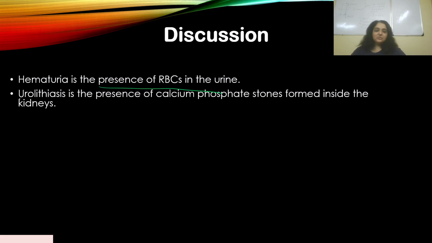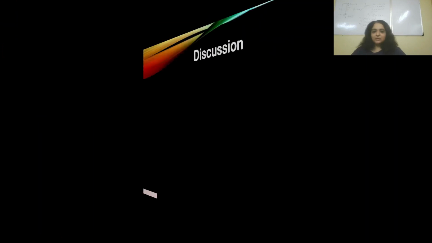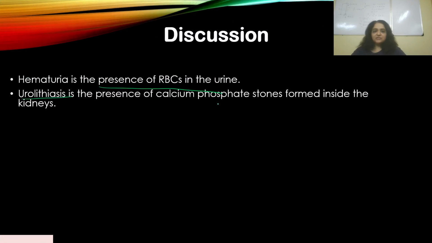Urolithiasis. Actually, I think there has been a spelling mistake in the question, because there is no word as urothiasis. It's urolithiasis, and that is kidney stones. Urolithiasis is kidney stones. As per my research, there is no word as urothiasis, but if you know anything, let me know. It was urolithiasis, the presence of calcium phosphate stones formed in the kidneys.